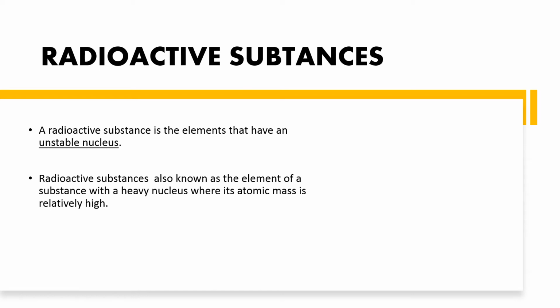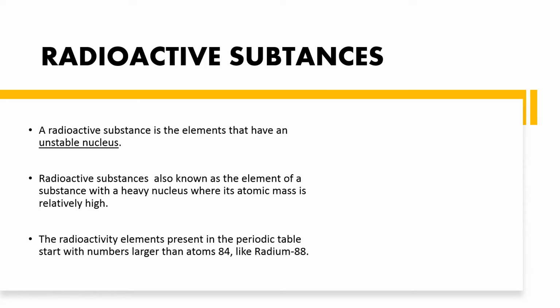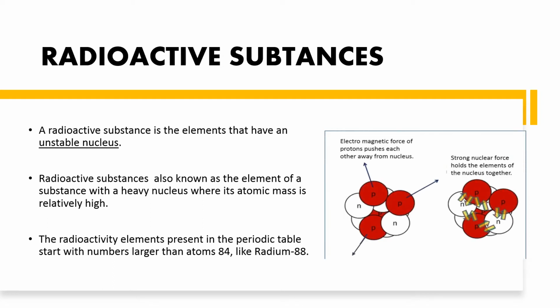Radioactive substances are also known as elements with a heavy nucleus, where the atomic mass is relatively high. The radioactive elements in the periodic table start with numbers larger than 84, for example, radium-88. Now, let's have a look at this picture here.